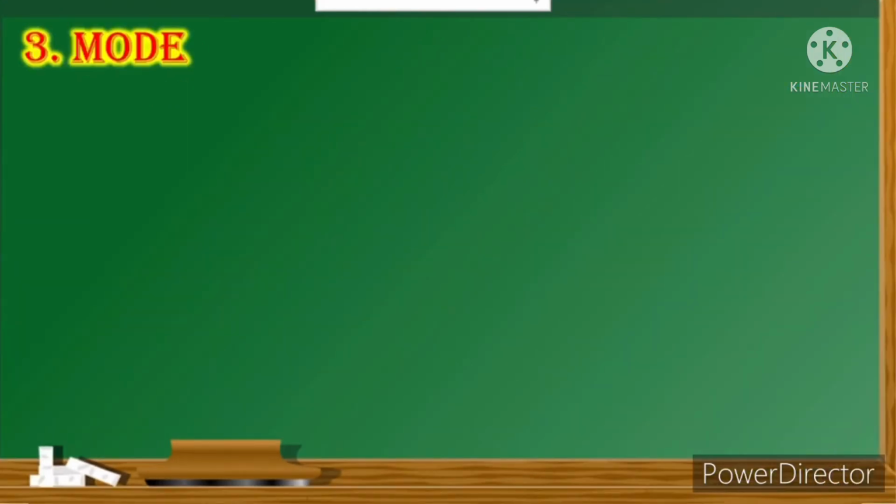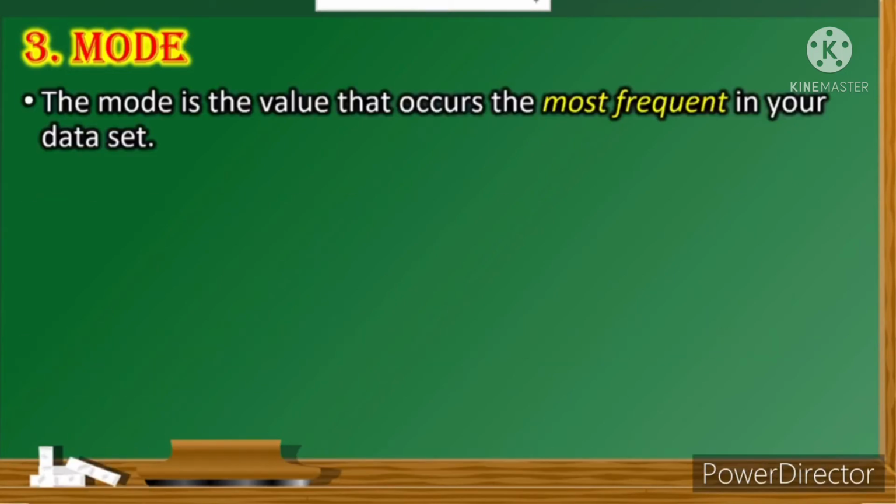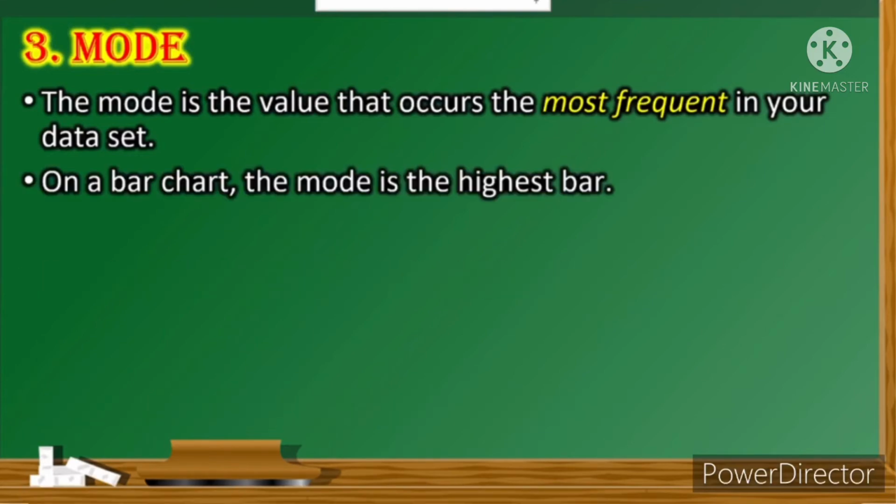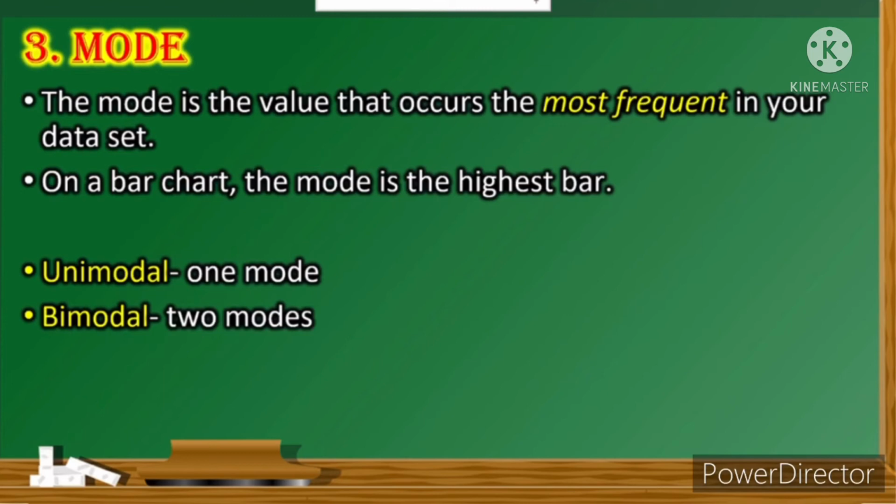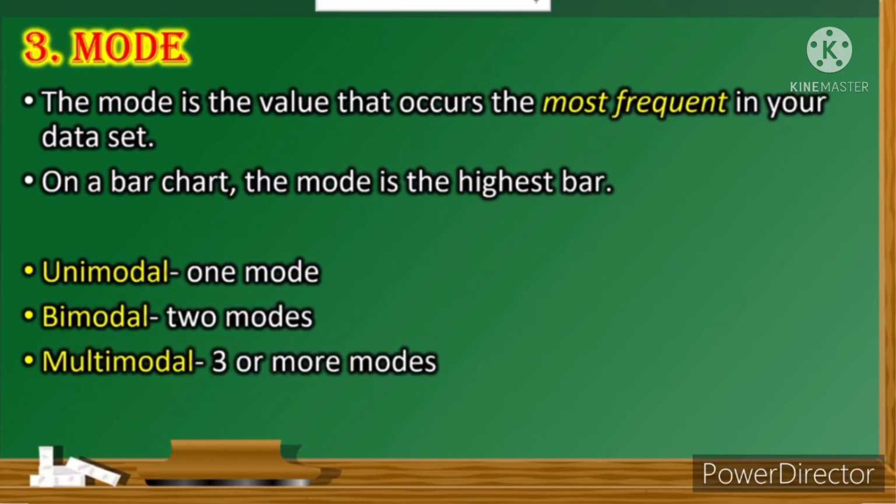Lastly, let's talk about mode. The mode is the value that occurs the most frequently in your dataset. On a bar chart, the mode is the highest bar. We call it unimodal if we have one mode, bimodal if we have two modes, and multimodal if we have three or more modes. Let's have an example.